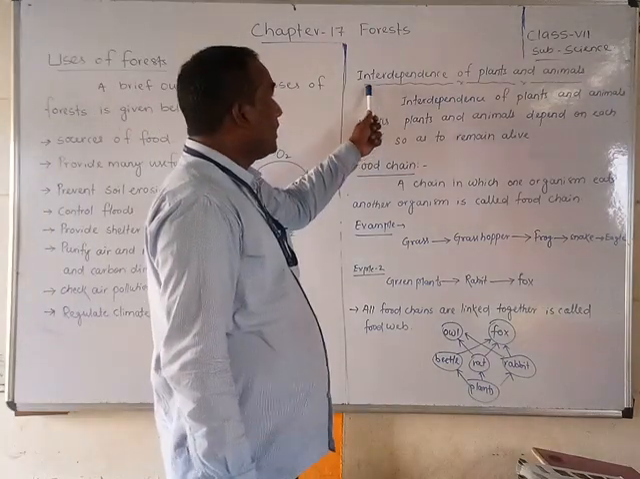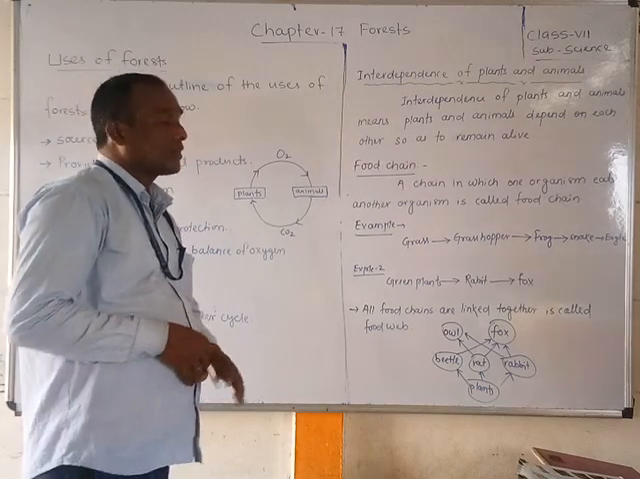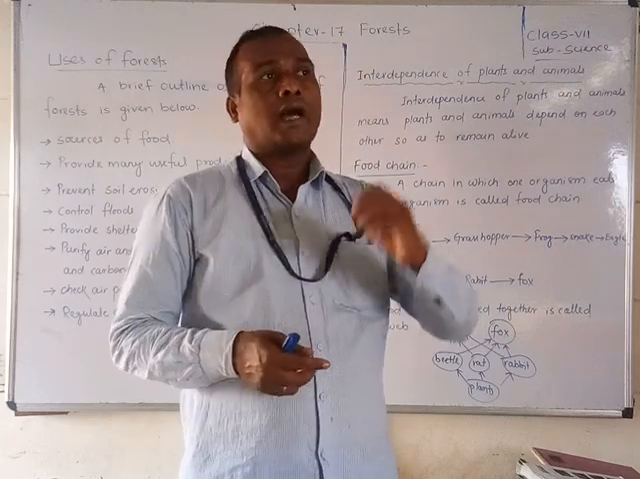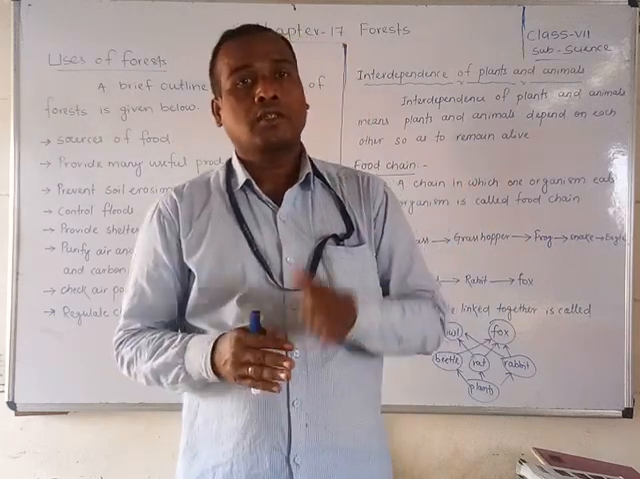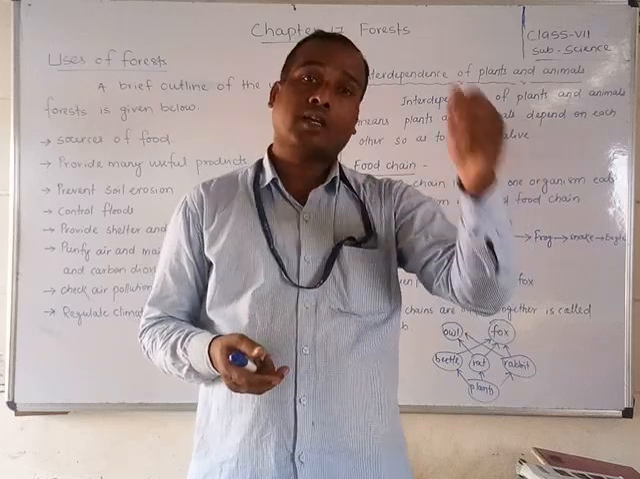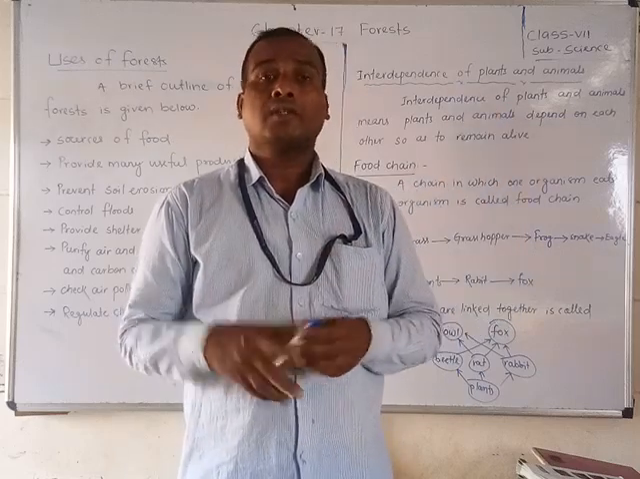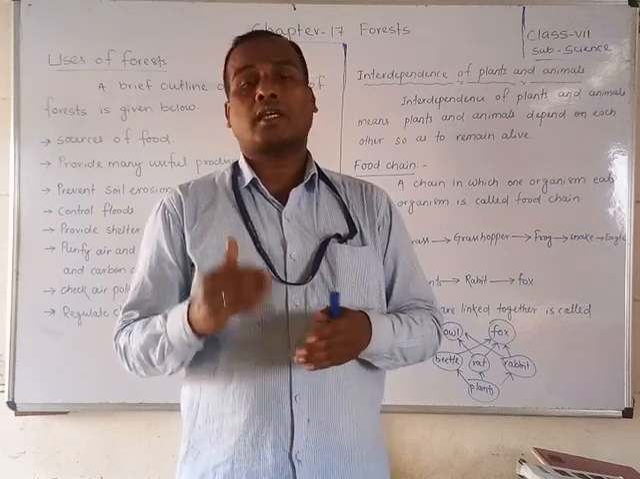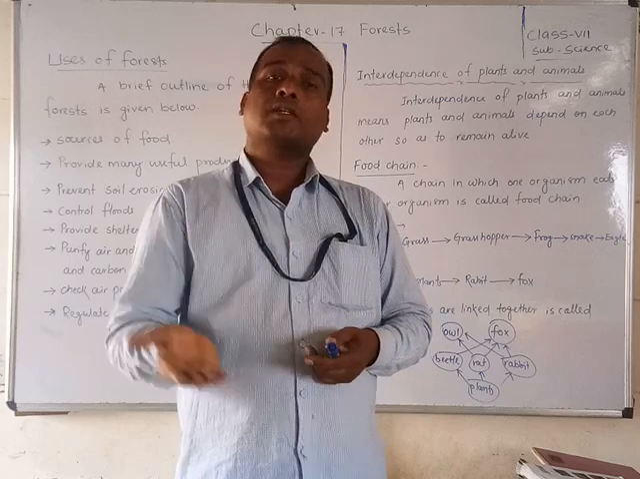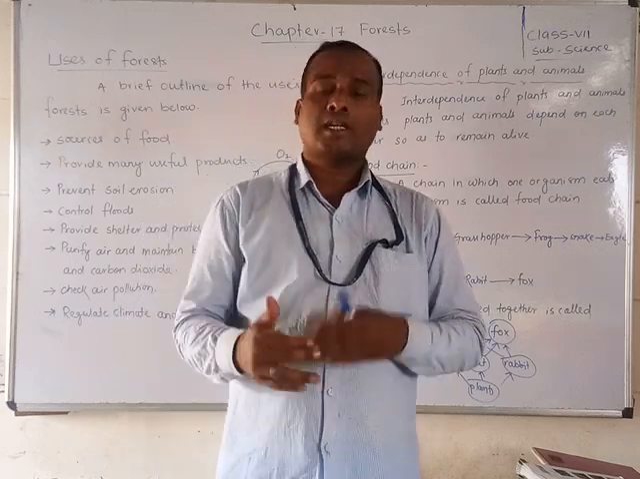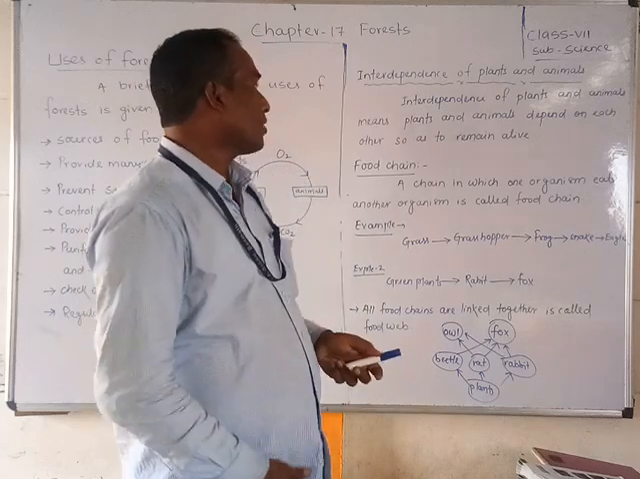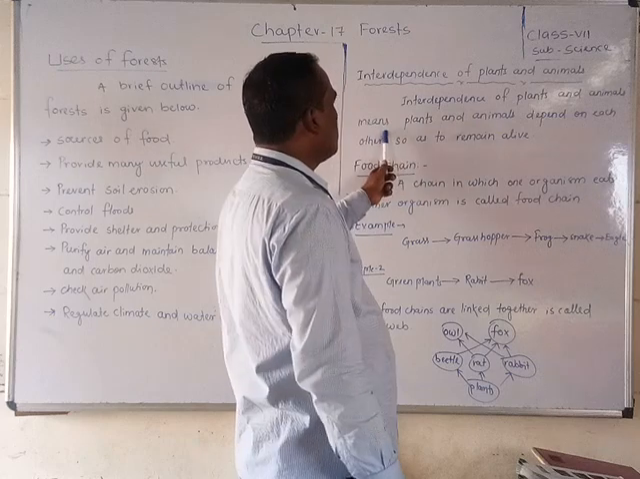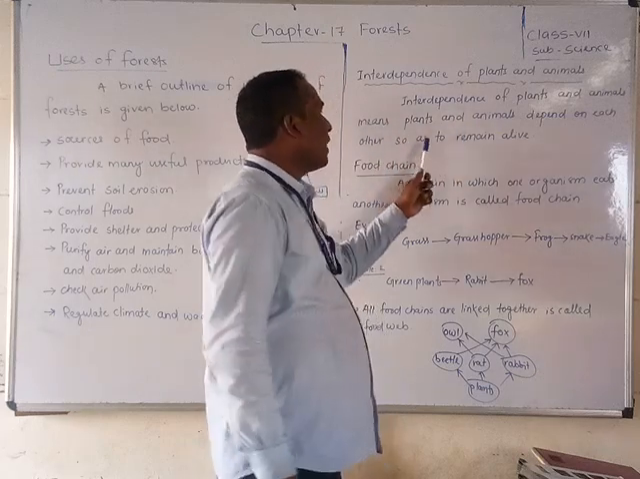Now see interdependence of plants and animals. What do you mean by interdependence? Interdependence means, students, animals and plants are correlated to each other. They depend on each other to survive and exist. Plants depend upon animals, and animals also depend upon plants. That is called interdependence of plants and animals.